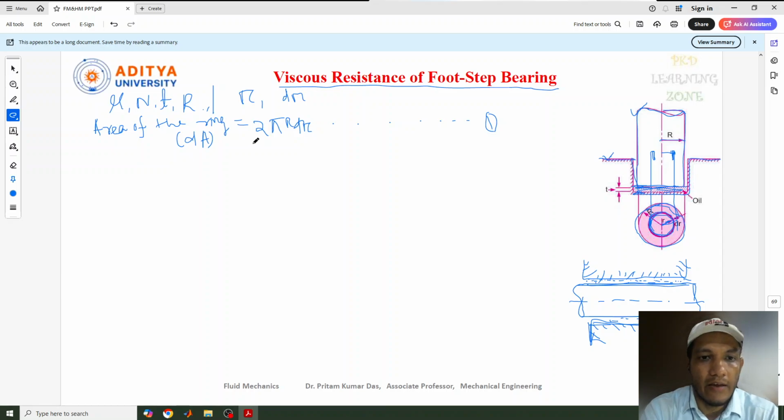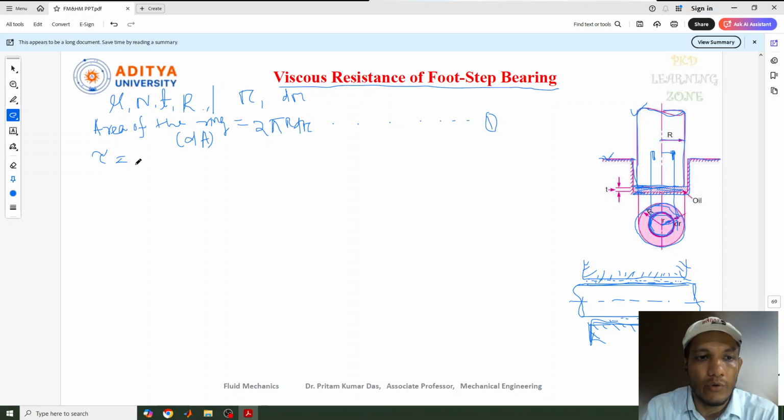Now I have calculated the area of the part. There is a rotation of the shaft, so now we can consider the concept of Newton's law of viscosity to identify the shear stress. So we can write the shear stress from the principle of Newton's law of viscosity.